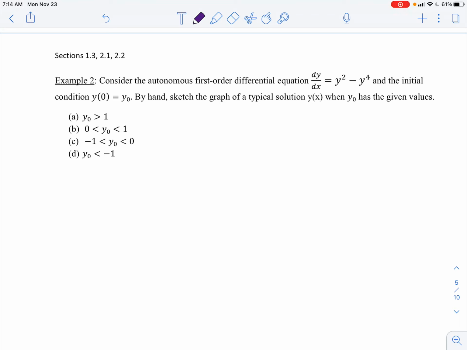For B, if we're starting between 0 and 1; for C, if we're starting between negative 1 and 0; and for D, if we're starting below negative 1.